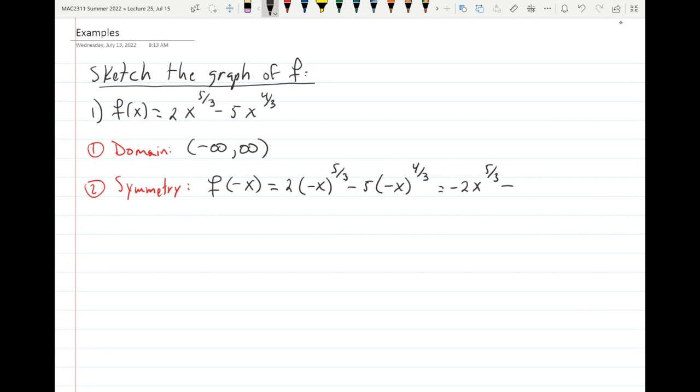And then in the second term, yes, it's true that the negative goes out of the cube root, but then the 4 that we have over there is going to make it a positive. Or if you want, if you do the 4 power first and then cube root, right, the 4 is going to kill the negative, so that negative is gone. So we have negative 5x to the 4 over 3. Okay, so notice that this is not equal to the function itself. So the function is not even.